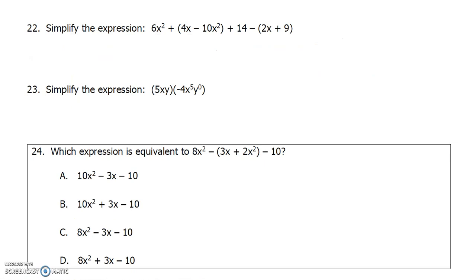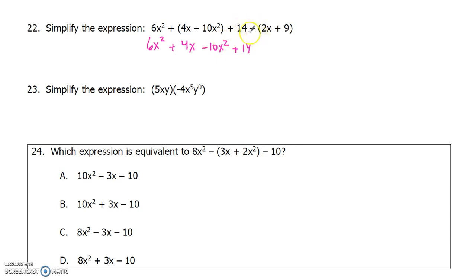Okay, 22 just says simplify the expression. So we are just combining like terms. So we have some parentheses. If the parentheses has a plus in front, then the parentheses doesn't mean anything. So really I have 6x squared, and then plus a 4x, and minus a 10x squared. And then I have this plus 14.